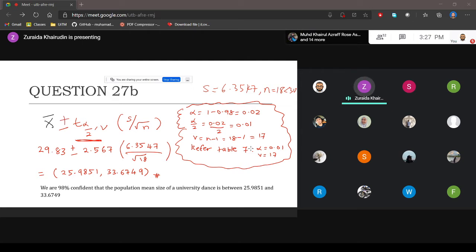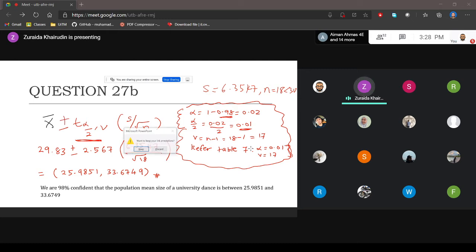Okay, so I want you to check your answers. We want a 98% confidence interval. Therefore, your alpha is 1 minus 0.98, because this is a 98% confidence interval. So this is 0.02. When you want to refer to your table, you have to refer to the t distribution table, table 7. You have to divide by 2 first, so this value 0.01 is what you use to refer to your table. And then your v, only one population, right? So 18 minus 1, 17.